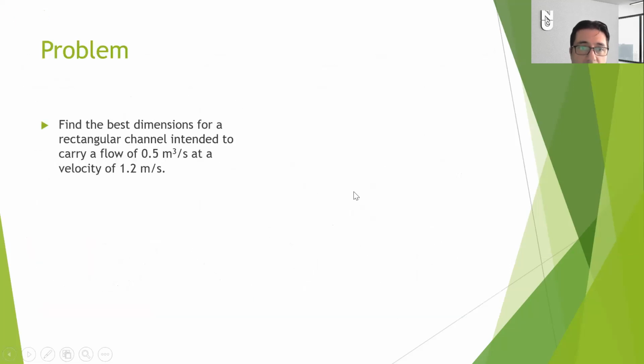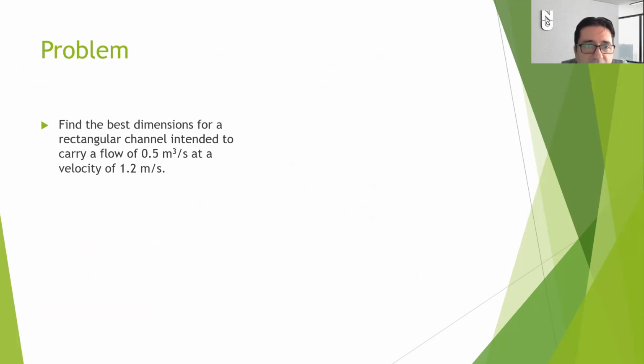People are coming. Okay, so let's solve one problem and finish today's lecture. It's going to be a little bit shorter, that's fine. The problem says: find the best dimensions for a rectangular channel intended to carry a flow of 0.5 cubic meters per second at a velocity of 1.2 meters per second. It is quite an easy solution. I am going to allow you a couple of seconds. Please try to solve it by yourself. Let's see who is going to solve it first.